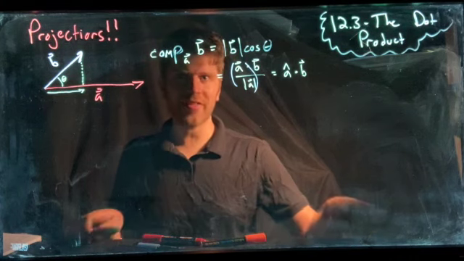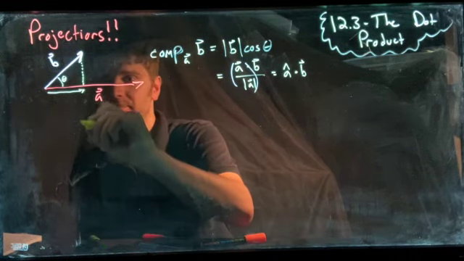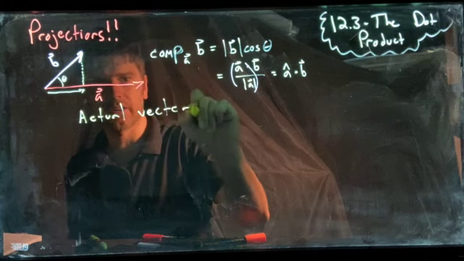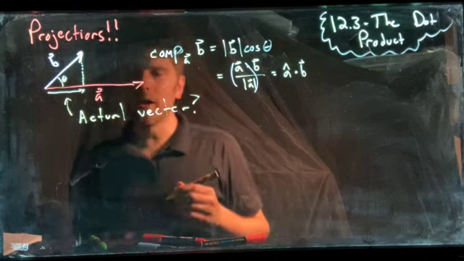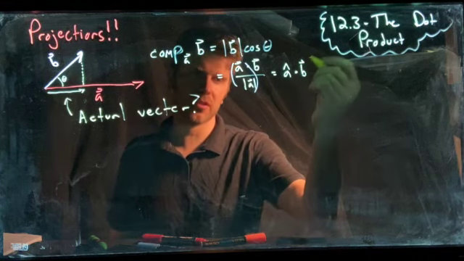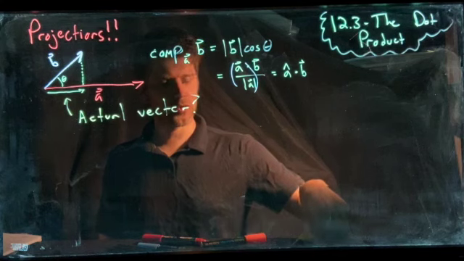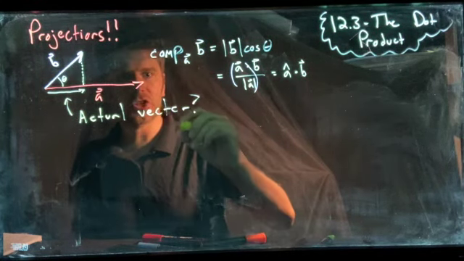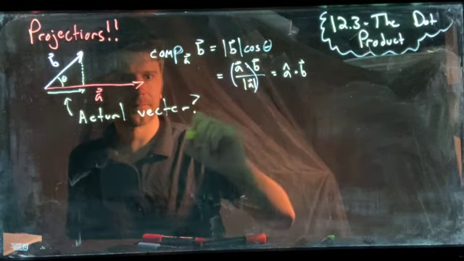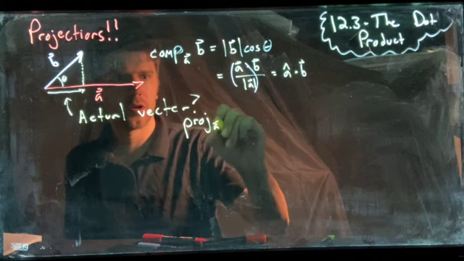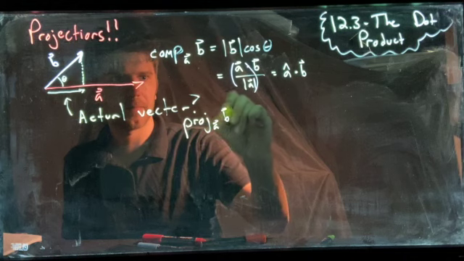Sometimes, though, we want the actual vector. What if we want the actual vector here? Well, we've got a length. This is a scalar. This is a dot product. So this actual vector goes by a different name. This is actually called the projection, or proj, onto A of B.